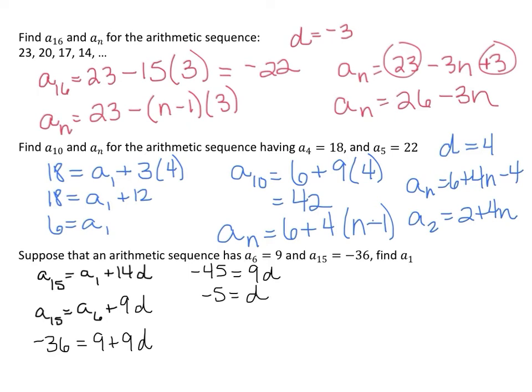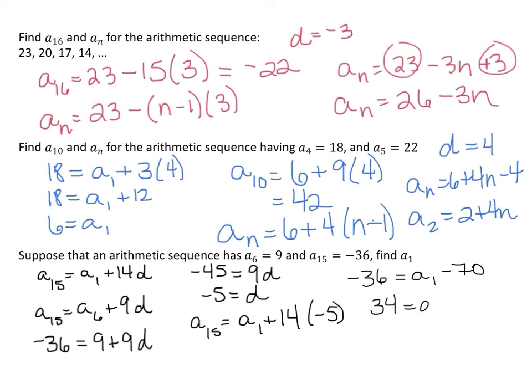Now I can use that information and either one of these values to find the value of a sub 1. It doesn't matter which. I'll use this one that I'd set up over here. So I'll say that a sub 15 is equal to a sub 1 plus 14 times -5. So I got the 14 from here, the -5 from here. A sub 15 is -36, and that's equal to a sub 1 minus 70. When I add 70 to both sides, I find that a sub 1 is equal to 34.